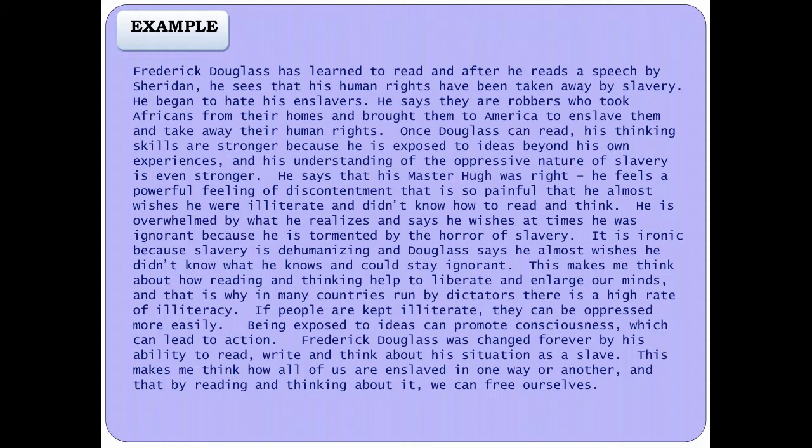Once Douglass can read, his thinking skills are stronger because he is exposed to ideas beyond his own experiences, and his understanding of the oppressive nature of slavery is even stronger. He says that his master Hugh was right.